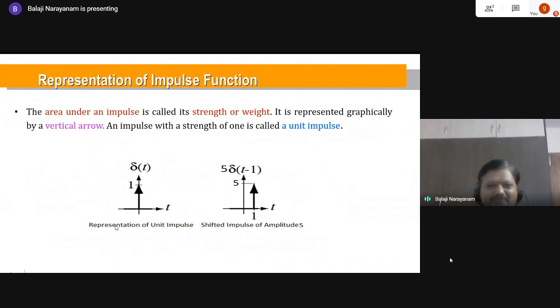On the extreme left-hand side, you observe a unit impulse function with an amplitude of 1. So it can be represented graphically by a vertical arrow. Yes, we are showing a vertical arrow here. An impulse with a strength of 1 is called a unit impulse, and this is a shifted impulse of amplitude 5.